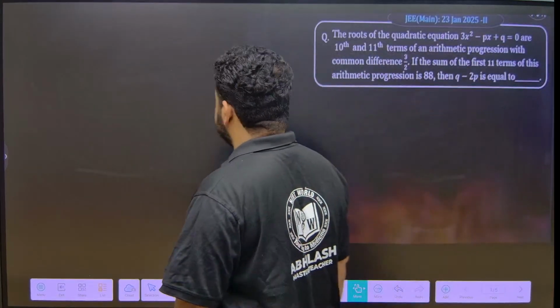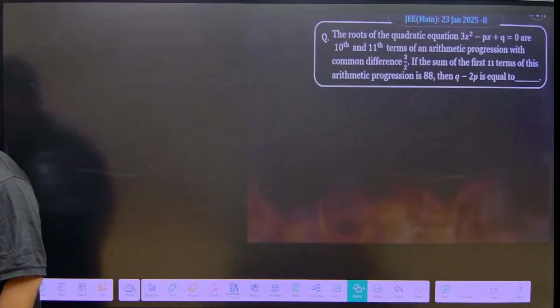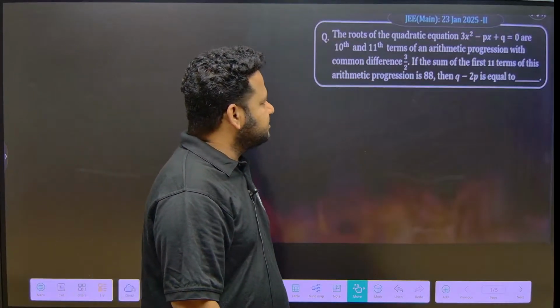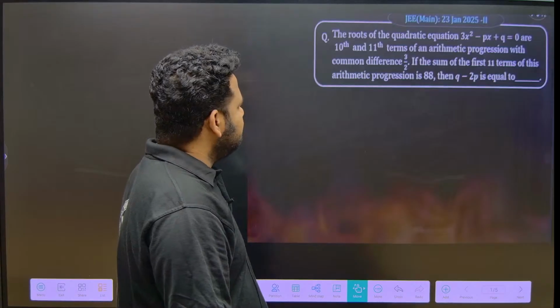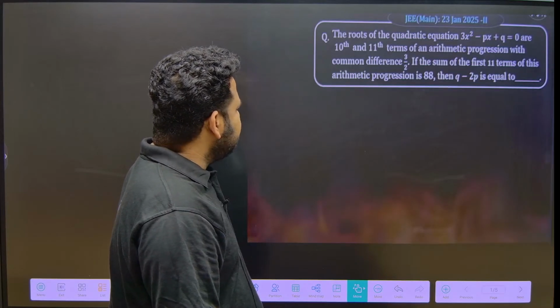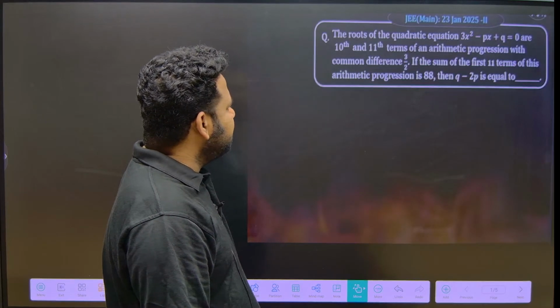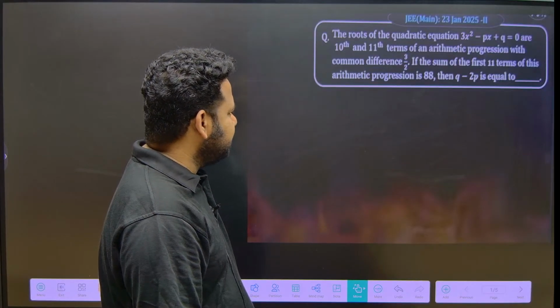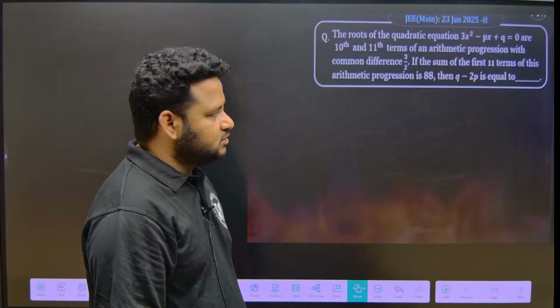Now have a look at this question. What they are telling us is that the roots of the quadratic equation 3x square minus px plus q is equal to 0 are the 10th and 11th terms of an AP with common difference 3 by 2. If the sum of the first 11 terms of this arithmetic progression is 88, then q minus 2p is equal to what? So that is what they are telling.